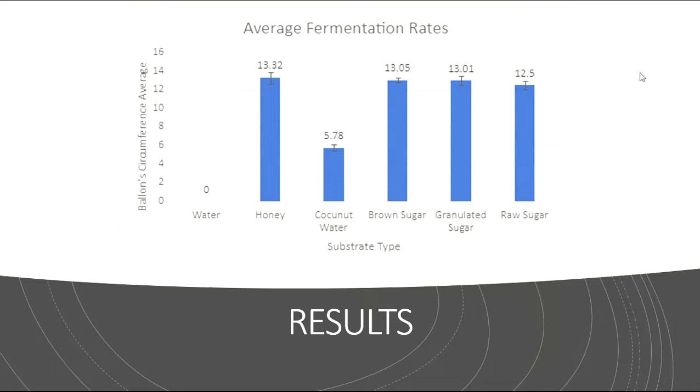What did show a significant difference was the organic coconut water and the control. The coconut water, although producing some amount of CO2, did not produce as much as those that had higher sugar levels, while the control had no CO2 production or evidence that the fermentation process even took place.